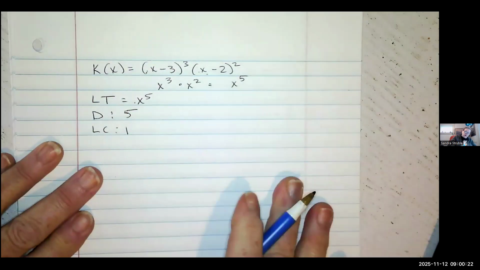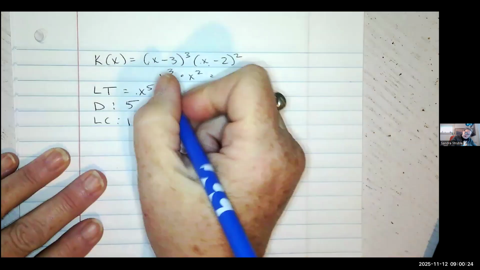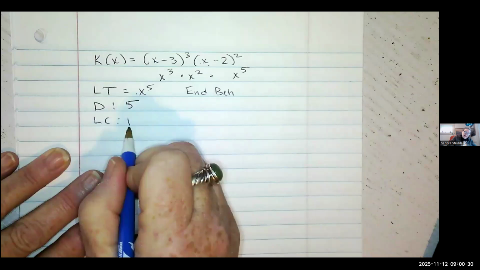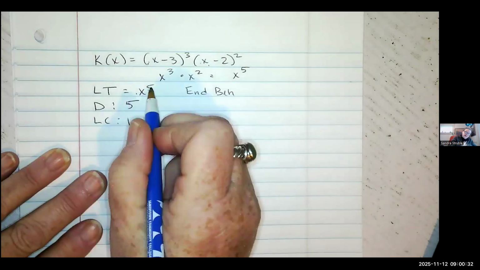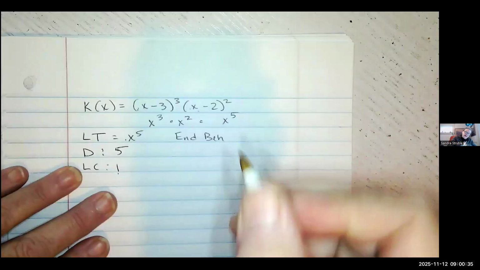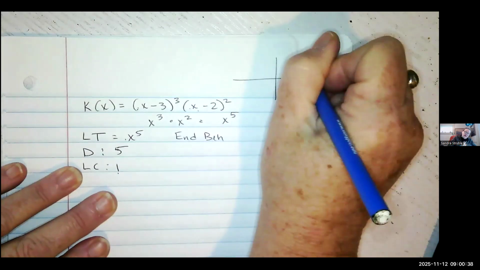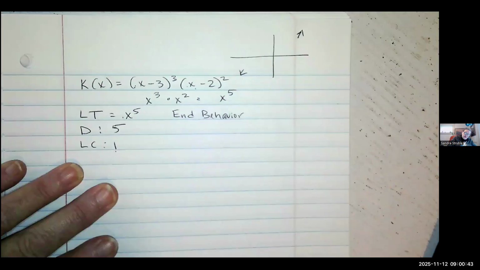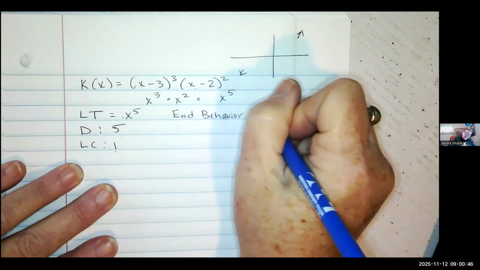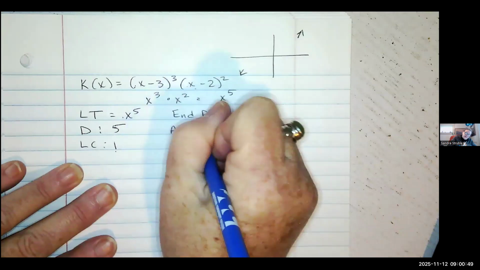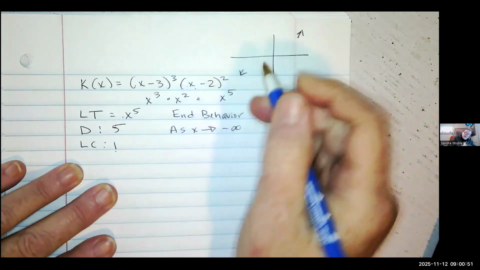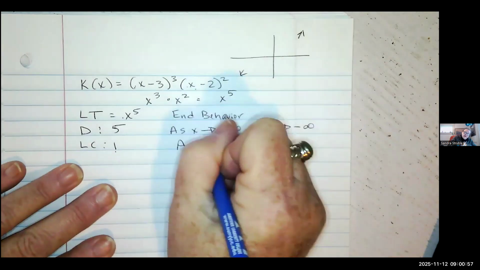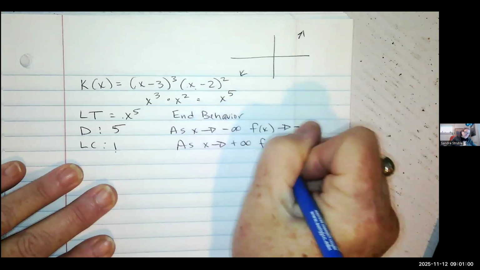Our end behavior: with a positive leading coefficient and an odd exponent, it's going to be going up this way and down this way. That's how I use that to find my end behavior, or you can use that chart that we used in class. So as x approaches negative infinity, it's heading south, f of x is approaching negative infinity. As x approaches positive infinity, f of x is approaching positive infinity as well.